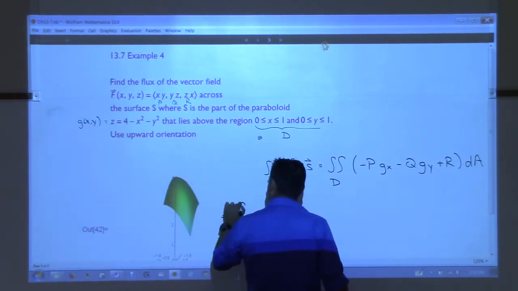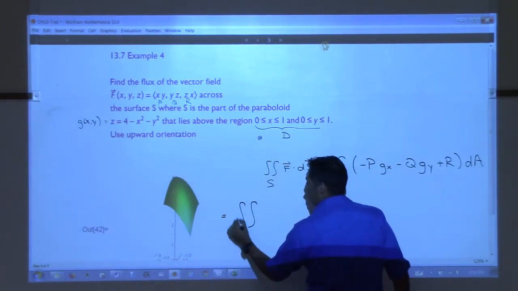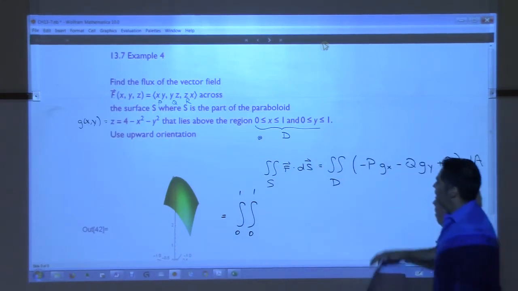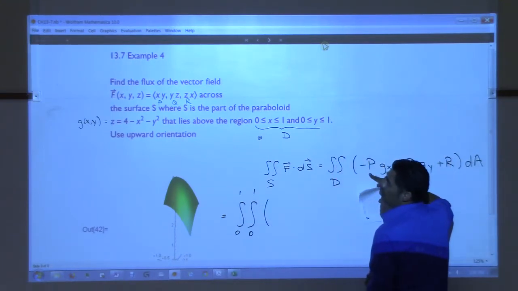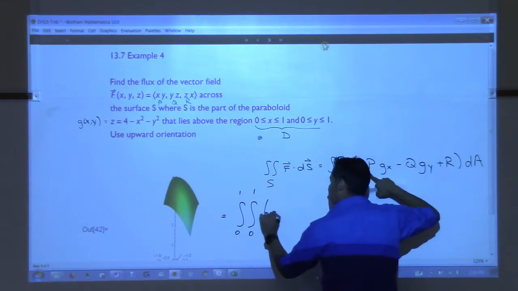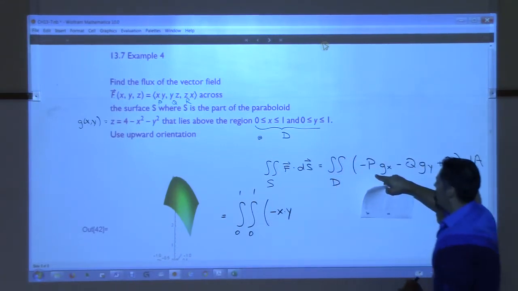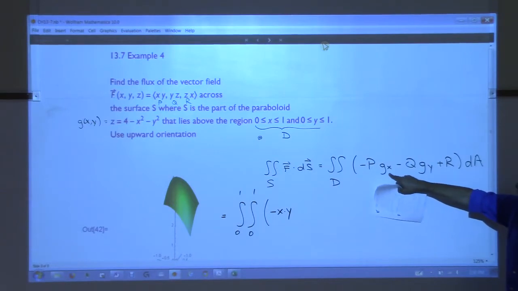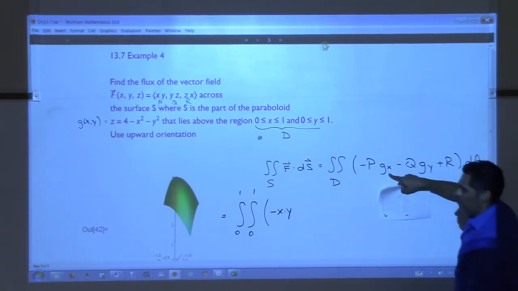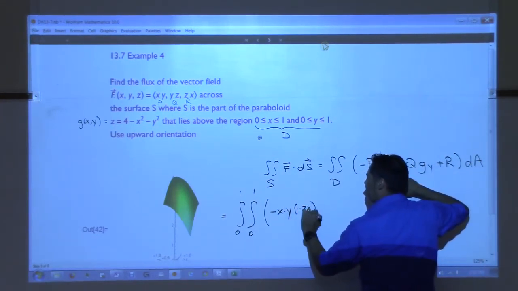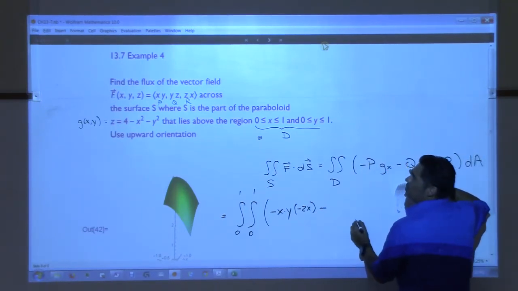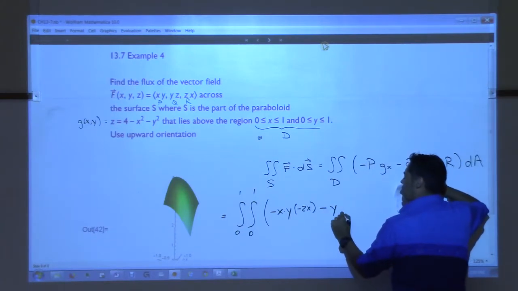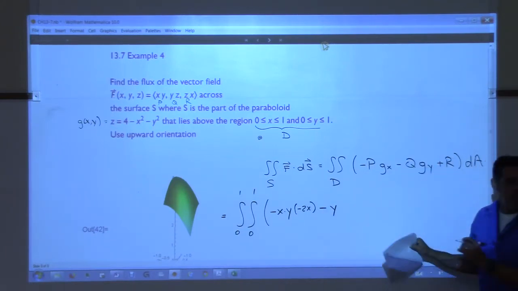This will be a double integral. We have 0 to 1 on both, so the order really doesn't matter. All right, negative P. What is negative P for us? Let's be real careful here. Negative P is negative xy, so negative x times y, and then times the partial of g with respect to x. I'm not going to write it down because I trust you can do that in your head. What is it? Negative 2x. We all good? Okay, and then minus Q. What's Q? Y times z, right?